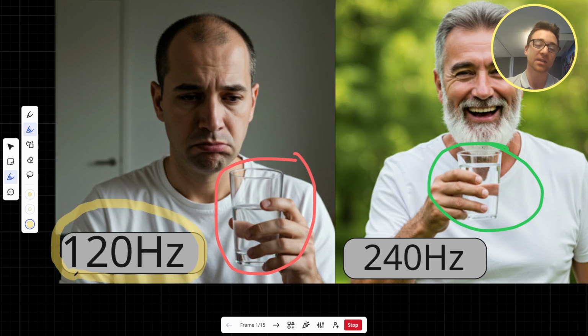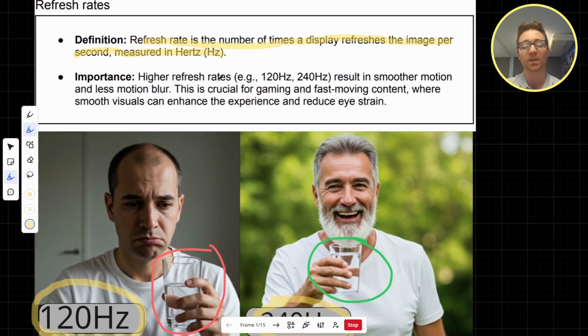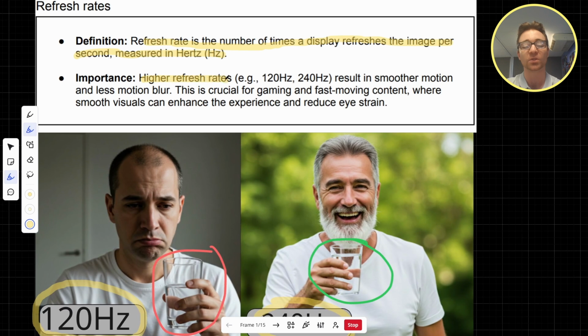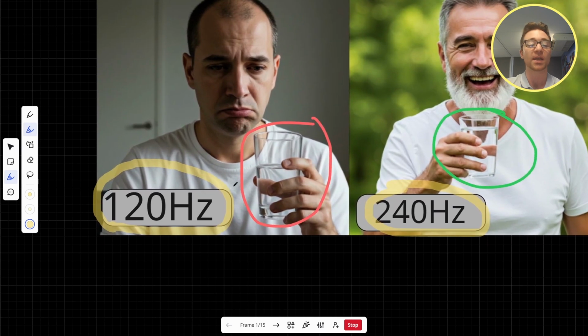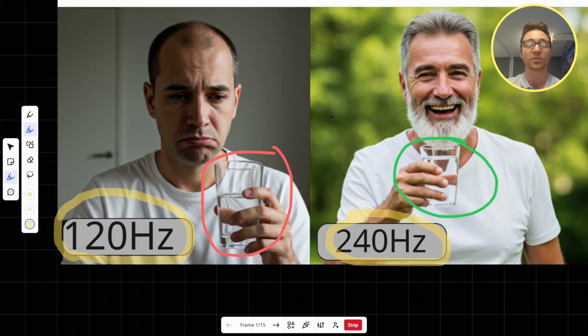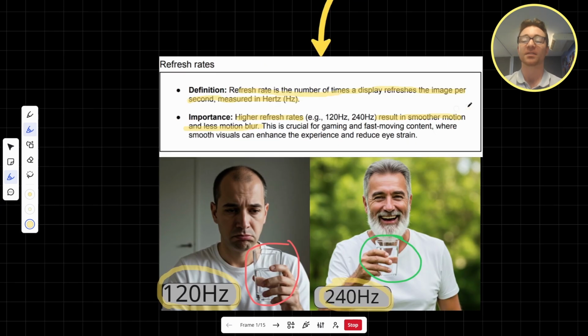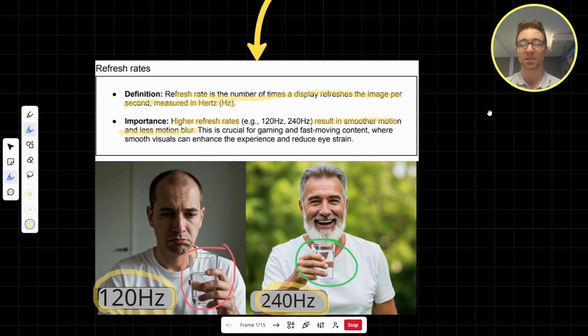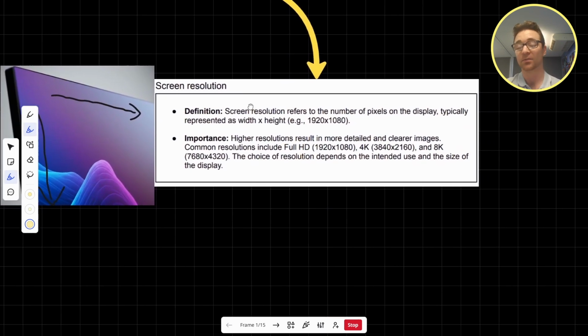All right, so this guy's not feeling very refreshed because he's only at 120 hertz refresh rate. But this guy is beaming because his refresh rate is 240 hertz, which is much higher. So a higher refresh rate results in smoother motion and less motion blur. That's just for the sake of example here, guys, a funny way to get the concept across. But the higher the refresh rate, the smoother the motion is going to be on that display. So take that into account when you're studying this for your exam.